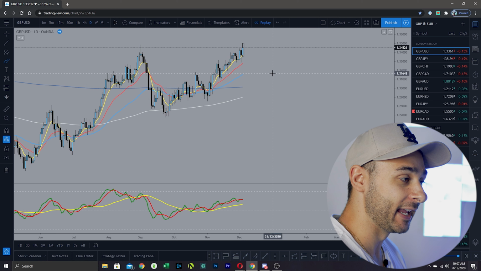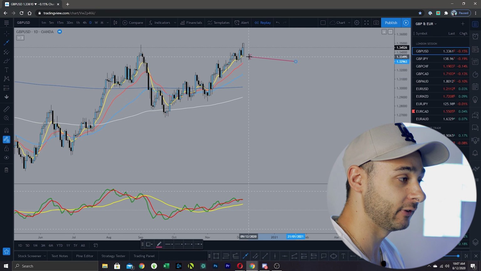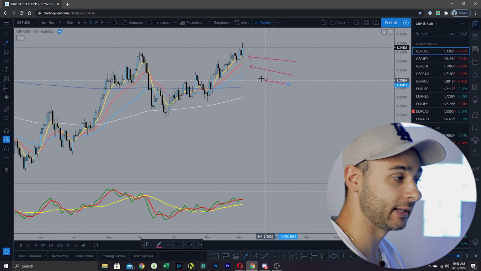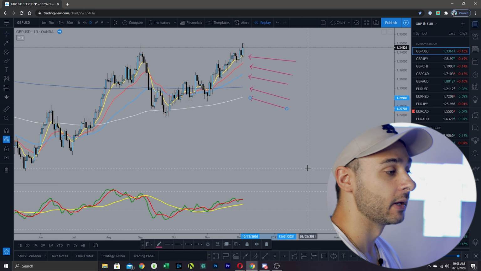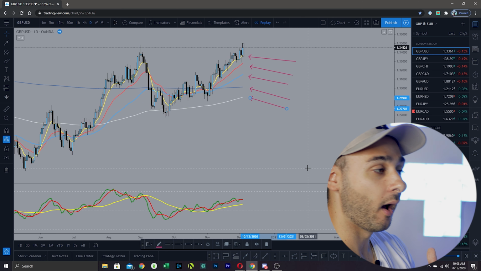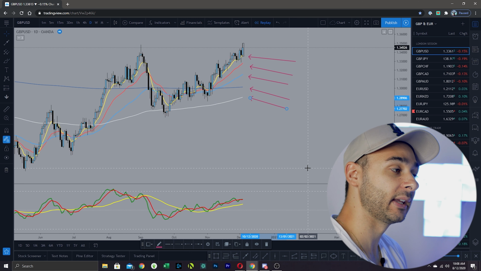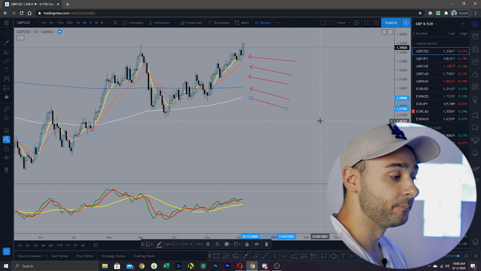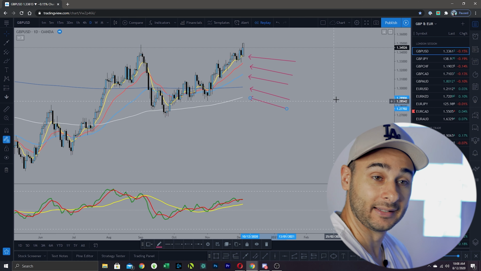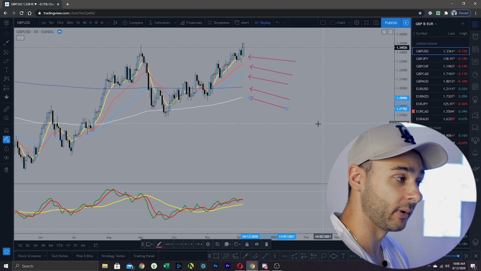As you can see, EMAs are fanning out quite nicely. The only thing different is you've got the 8, 21, 50 EMA, but the 800 is above the 200. I do sometimes take all of the EMAs into account, but I'm mainly looking at the 8, 21, and 50 on the higher time frames. So this is obviously in a bullish trend. You can see price has definitely been moving upwards.